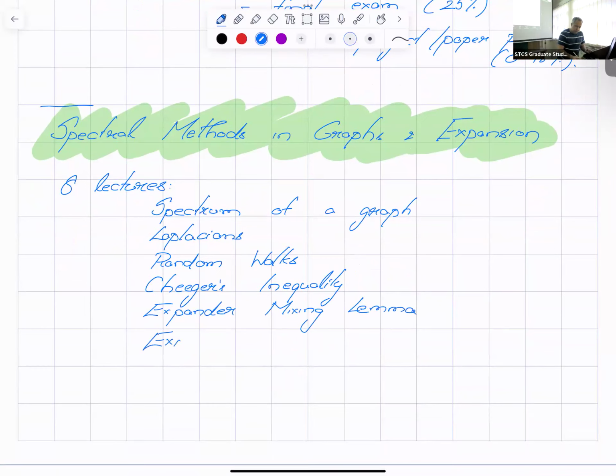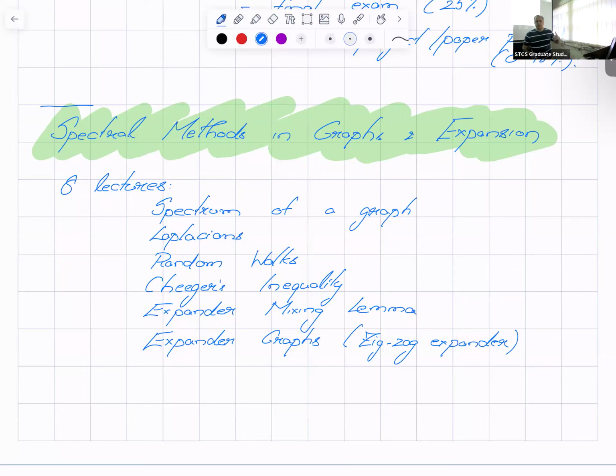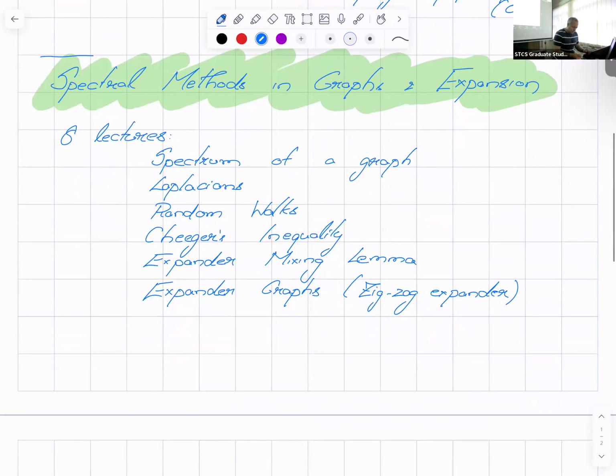Then the last 2 or 3 lectures will be devoted to actually expander graphs. So as part of this, we will do the zigzag expander construction. There are other expander constructions, more precisely the Ramanujan expander construction, particularly the construction of Lubotzky, Phillips, and Sarnak. That won't be covered in this module, but there'll be a whole series of lectures devoted to the LPS construction later on in the high dimensional expanders. So this is more or less the topic for the 8 lectures.